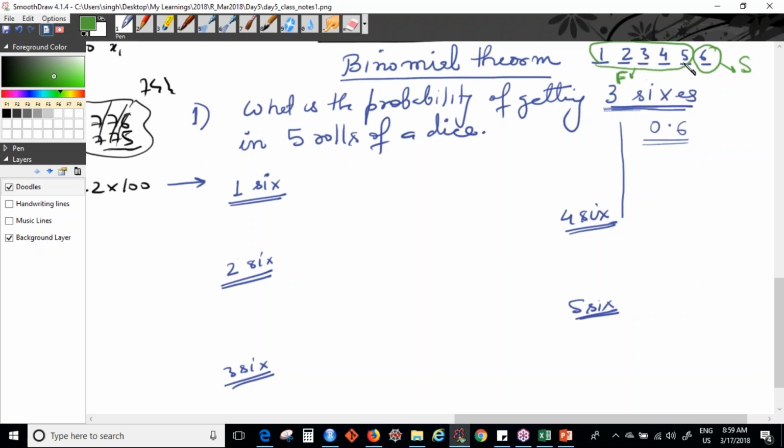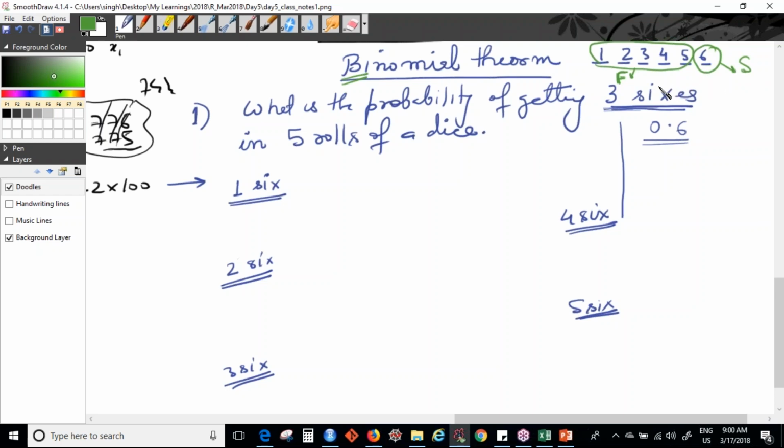So I have divided my output into two classes, success and failure. That is why it is called binomial theorem. Bi means two. So are you following where I am trying to go? Why have I divided my output into two classes, success and failure? Because I am only concerned with the sixes. I am not concerned with any other number. So either I get a 6 or I don't get a 6. So yes or no, success and failure.